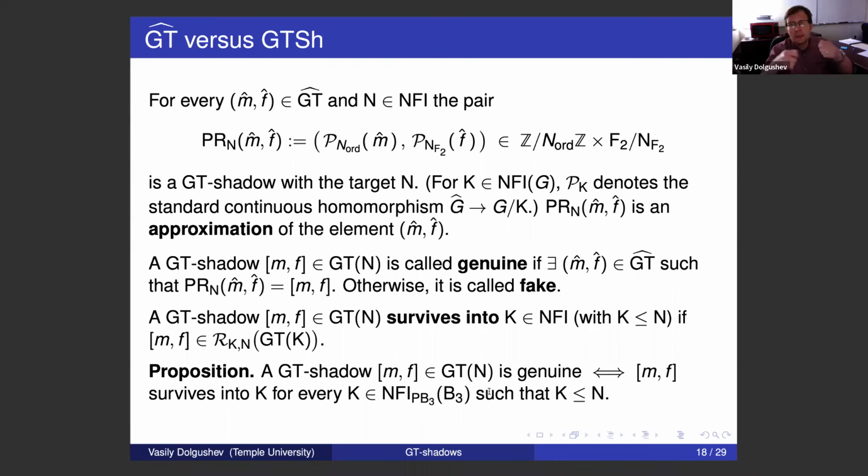So one of the problems with GT shadows is that I can't really say that they are approximations, because some of them may be fake. They may not be coming from any element in GT hat. But if you start with a GT shadow and you can prove that it survives into every finite index subgroup inside N, then it is genuine, and vice versa.